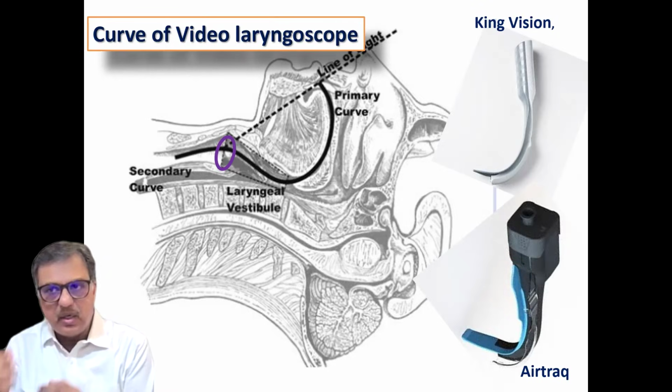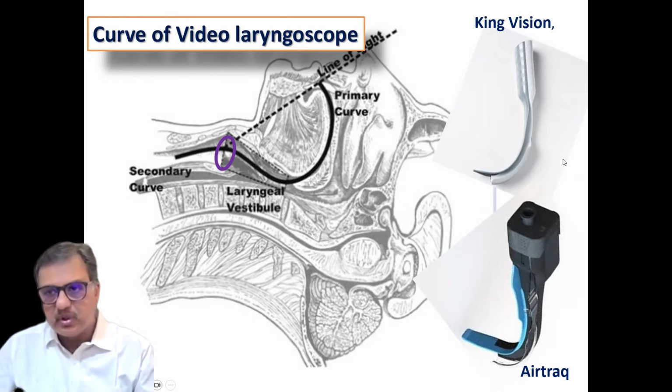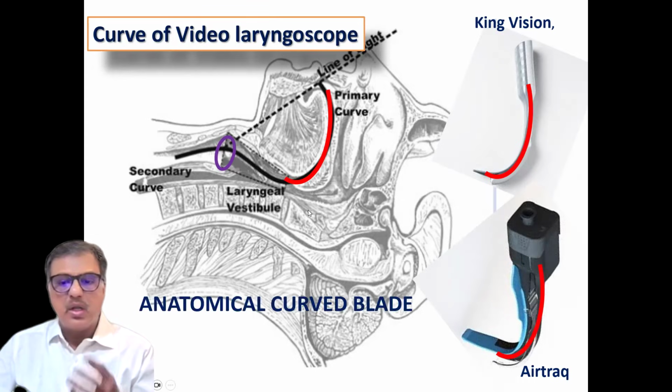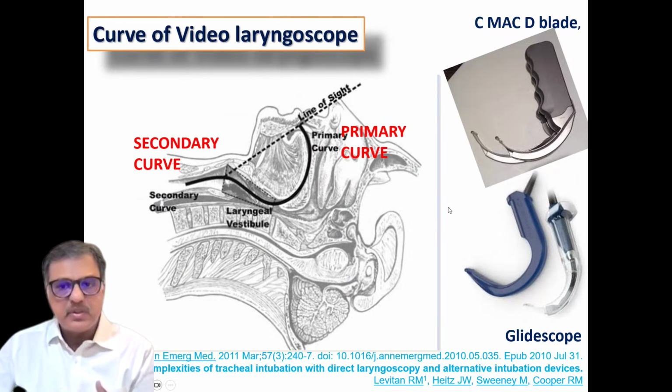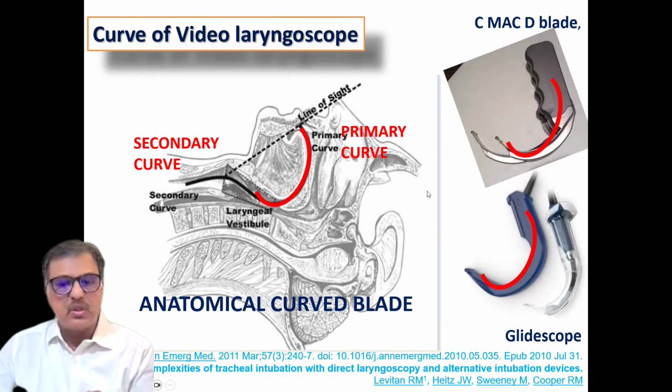If you take the J-angulated videolaryngoscope, AirTrack or King Vision, the curve of this videolaryngoscope, if you look at it, matches with the oropharyngeal laryngeal, meaning the primary curve. That's why it's called an anatomically curved blade. When you are using the C-MAC D-blade or GlideScope hyperangulated blade, the curve also matches with the oropharyngeal laryngeal, meaning the primary curve. Again, that's the reason it's called the anatomically curved blade.